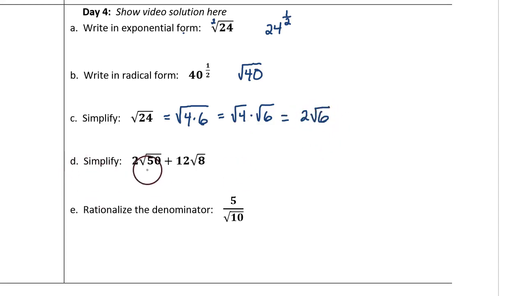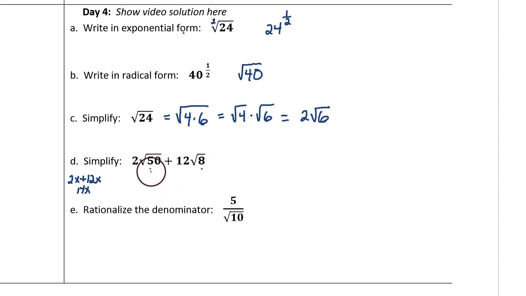Now question D, we're going to simplify 2 square root of 50 plus 12 square root of 8. This is an adding problem, and you'll remember a rule in algebra that you can add like terms. For example, just over here on the side, a related problem. 2x plus 12x. You could add those, right? 2x plus 12x makes 14x. We want to do a similar thing with these, but we have to have like radical terms. And the square root of 50 and the square root of 8 are not like terms.